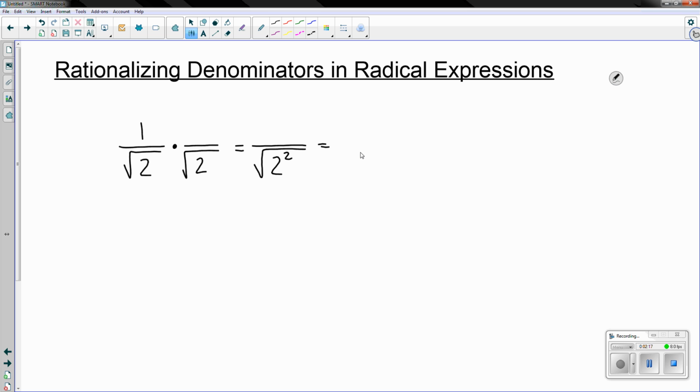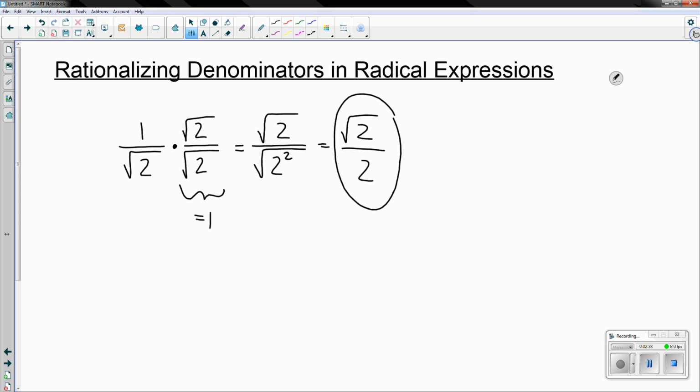So if I multiply the bottom by the square root of 2, I also need to multiply the top by the square root of 2. And now you see that this expression I'm multiplying by is equivalent to 1. I have something divided by itself. Our final result would be the square root of 2 over 2. This would be the simplified version, or the rationalized version, of 1 over the square root of 2.